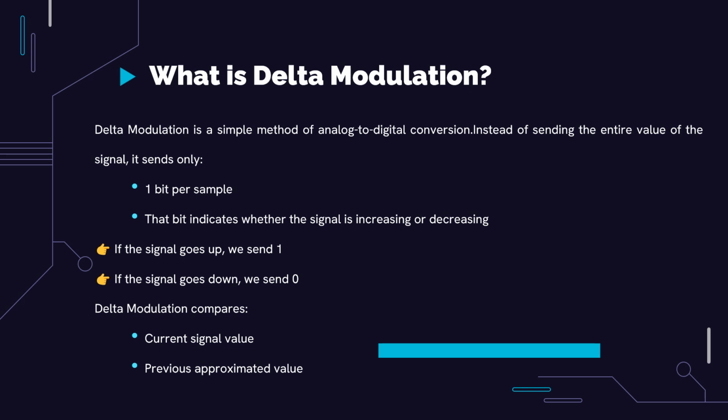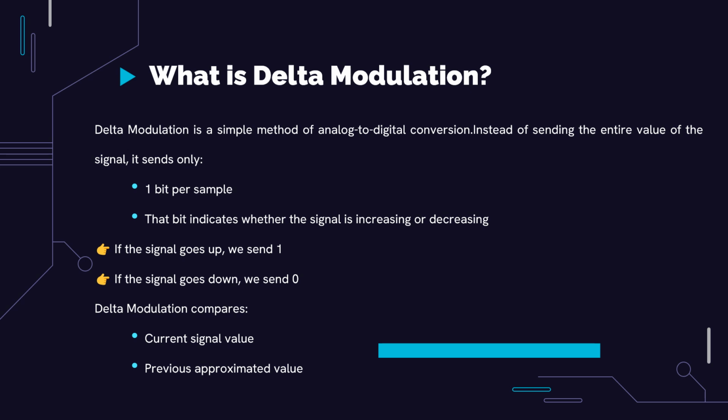First, we need to understand what delta modulation is. Delta modulation is a simple method of analog to digital conversion. Instead of sending the entire value of the signal, it sends only one bit per sample. That bit indicates whether the signal is increasing or decreasing. If the signal goes up, we send 1. If the signal goes down, we send 0.